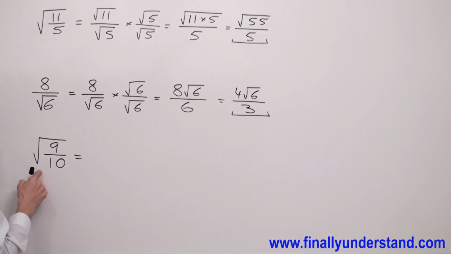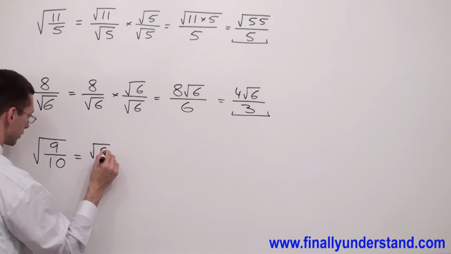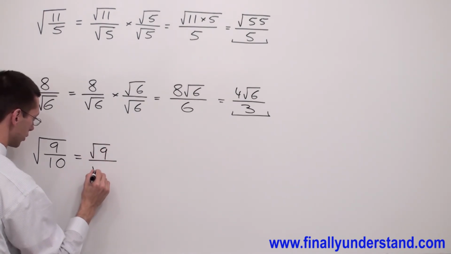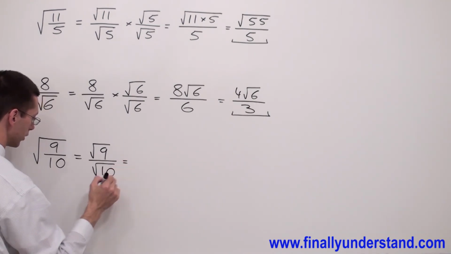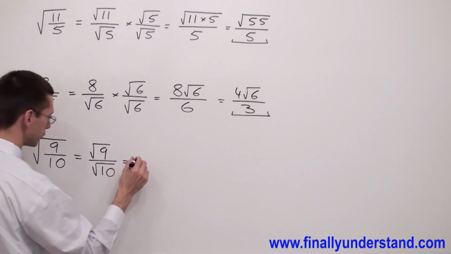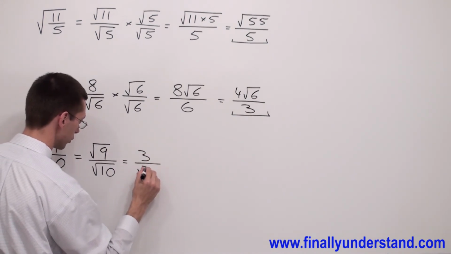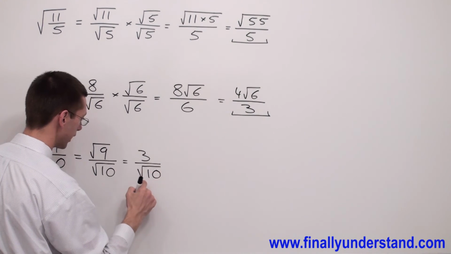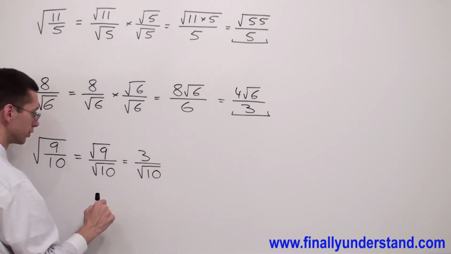Let's take a look at this example. Again, I'm going to use the properties of radicals, and I'm going to rewrite this problem as square root of 9 over square root of 10. This is equal. Square root of 9 is equal 3 over square root of 10. Again, I have square root in the denominator. I do not want to have square root in the denominator.